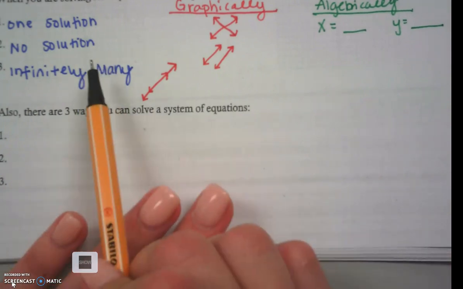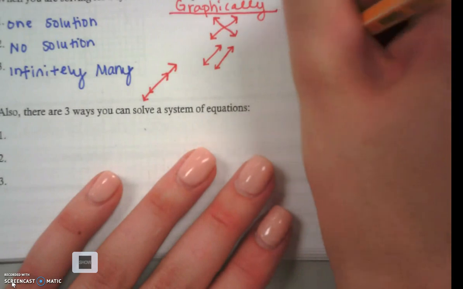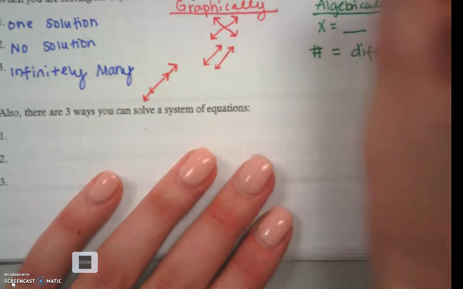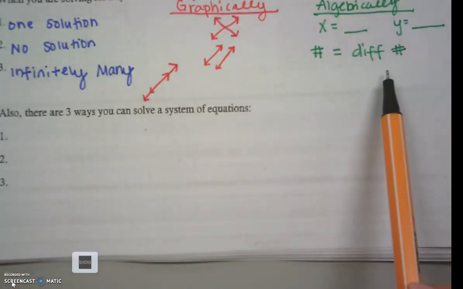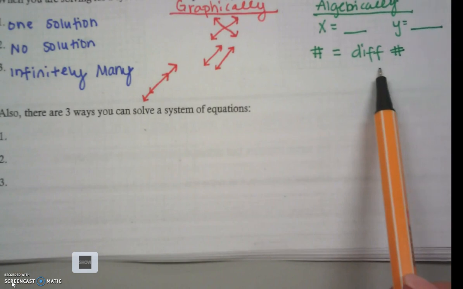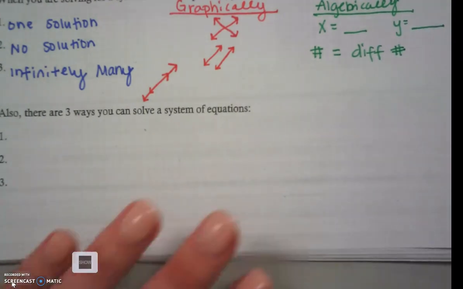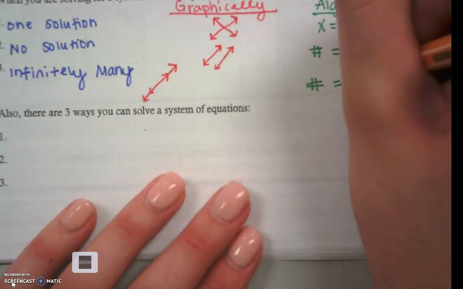If I have no solution, I'm going to get a number equal to a different number. Very similar to our first example that we did up at the top. That has no solution, or that particular point was no solution. If I have infinitely many solutions when I solve algebraically, I'm going to get a number equal to the same number.